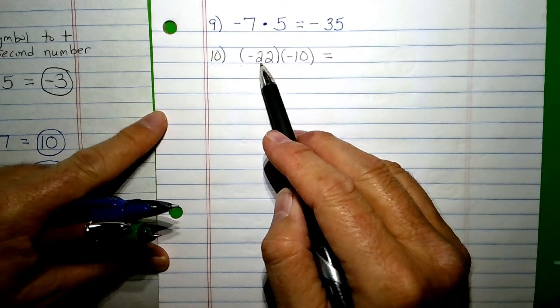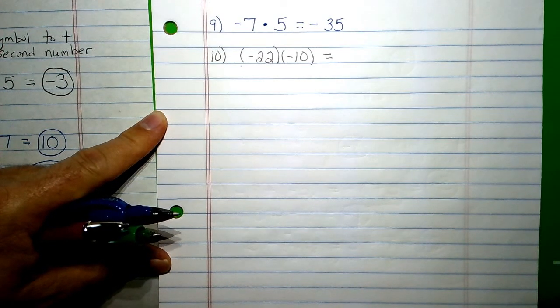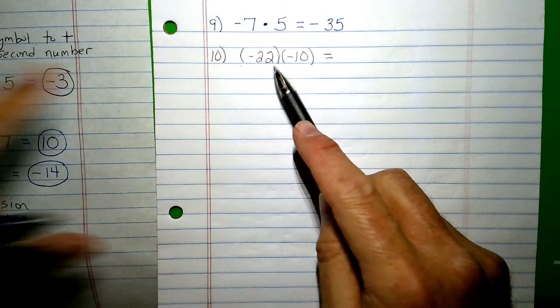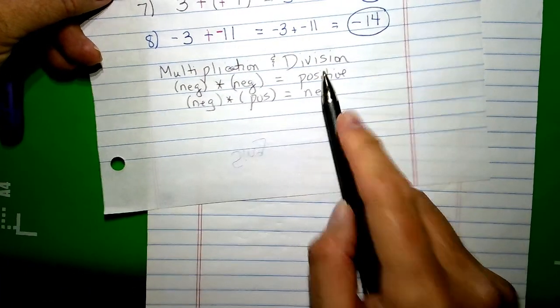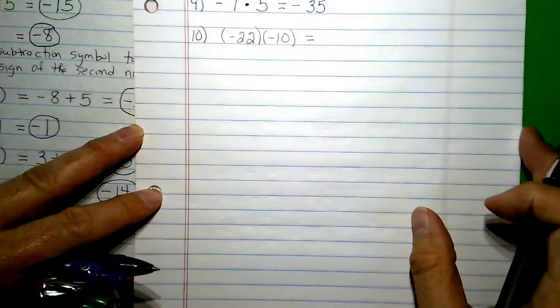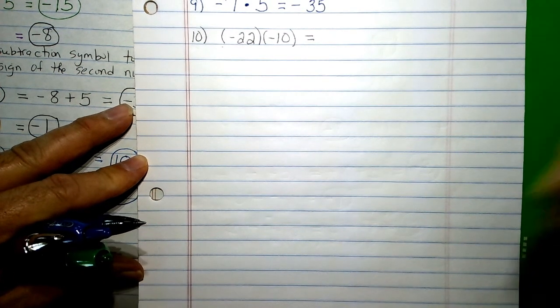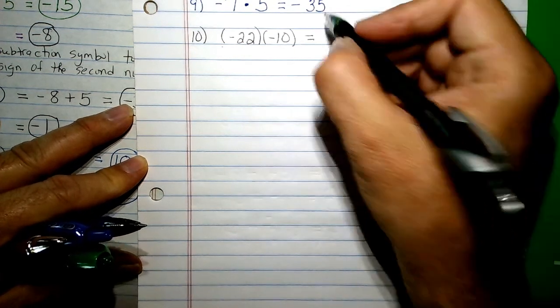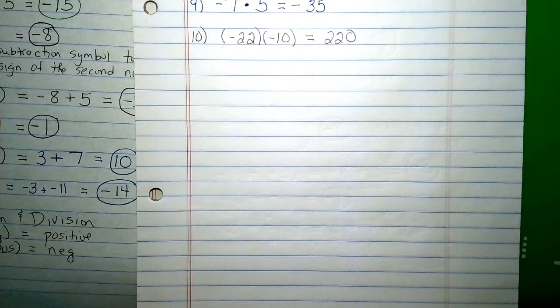Like here, negative 22 times negative 10, you should know without having to use a calculator, the answer is positive. Negative times negative is positive. So a positive, let's see, what's 22 times 10? Is that 220? So negative 22 times negative 10 is a positive 220.